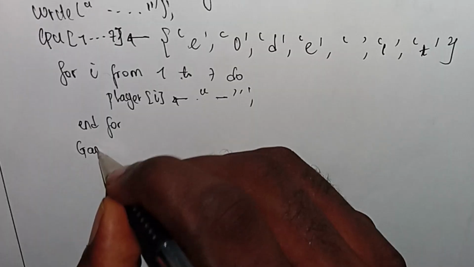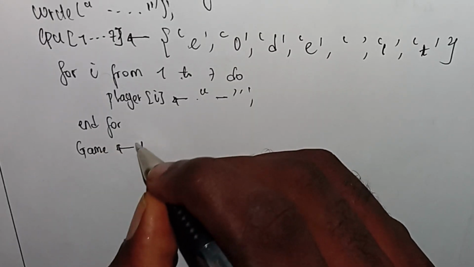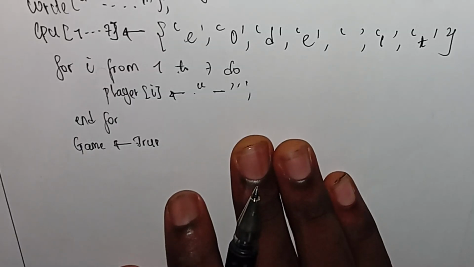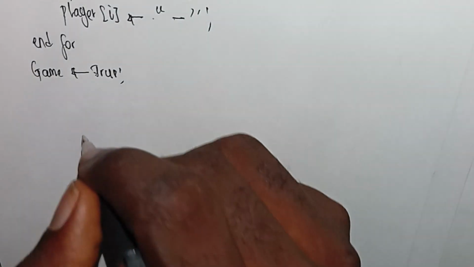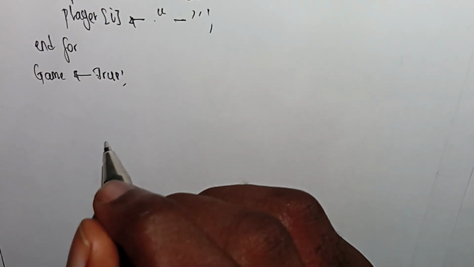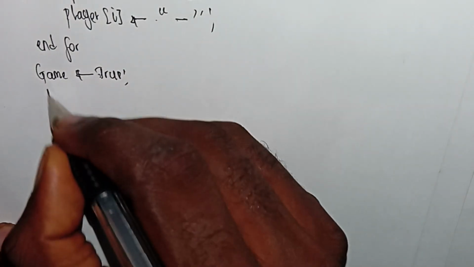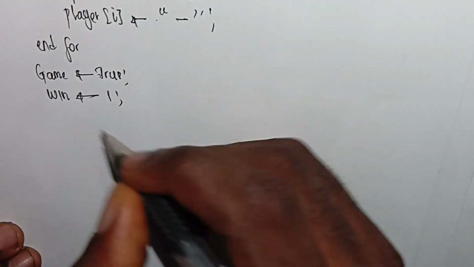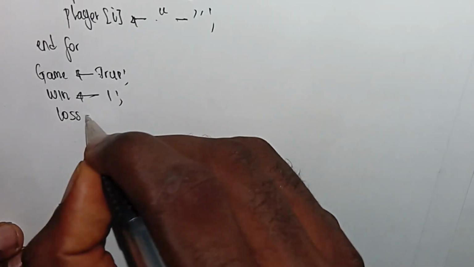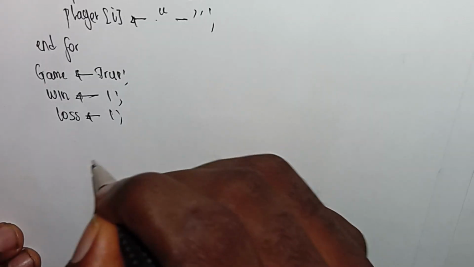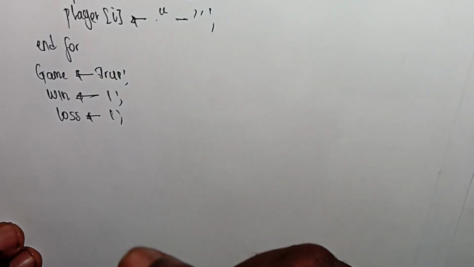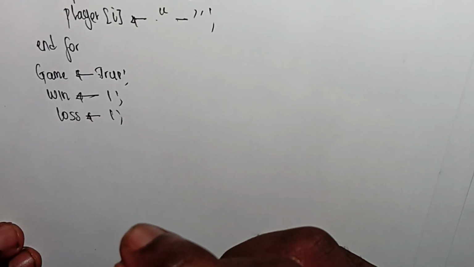Now we want to set game, which is a boolean, to true. Notice here that we are not putting the true inside quotes, simply because it's a boolean. Actually, in this case, putting it in quotes would make it wrong. Now we want to set the win condition to be equals to 1, and we want to set the loss condition to also be equals to 1. So how would it work? Okay, let's go on.